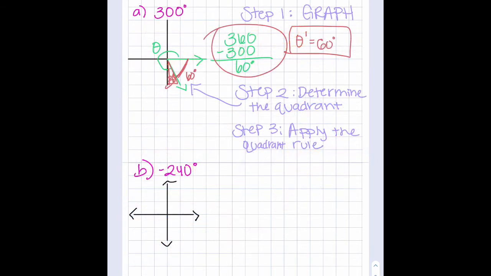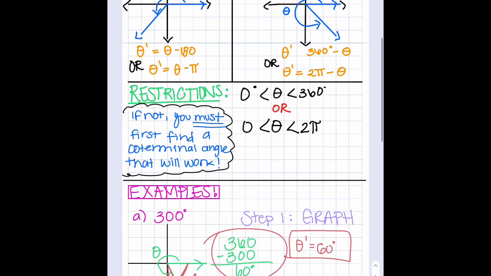Negative 240 degrees. Now, how do you graph negative 240 degrees? Before you do, step 1 for this example is actually not going to be the graph. Remember that there's restrictions here. If I'm in degrees, then I know that my theta, the original problem, has to be positive, because it says theta is greater than 0 degrees.